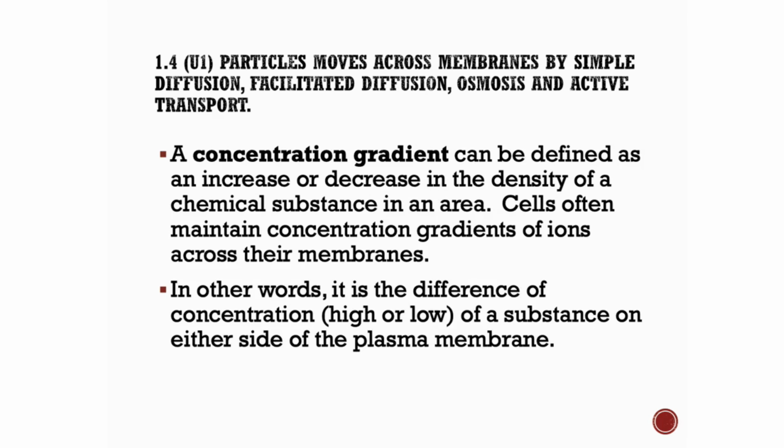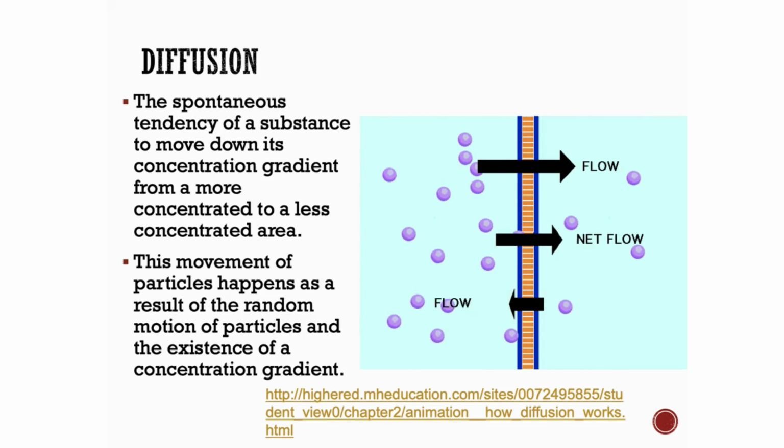A concentration gradient can be defined as an increase or decrease in the density of chemical substances in an area. Cells often maintain concentration gradients of ions across their membranes. In other words, it is the difference of the concentration, whether high or low, of a substance on either side of the plasma membrane.